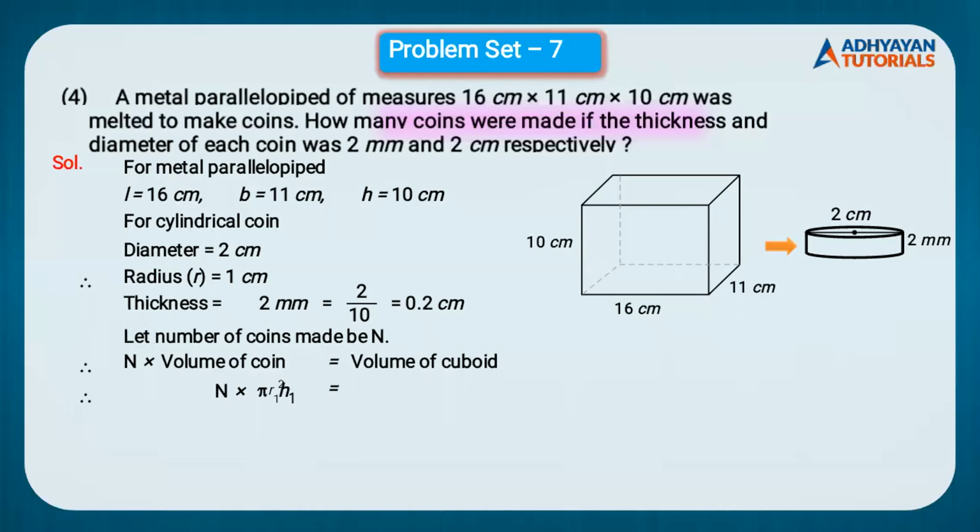The volume of cuboid is L into B into H. Now we'll substitute the values. N into pi, 22 upon 7. R1, that is radius, 1 centimeter. So radius square, 1 into 1. H1 means thickness. It is 0.2, and 0.2 is nothing but 2 upon 10. So we have taken 2 upon 10 here for easy calculation. Length is 16, breadth is 11, and height is 10. So 16 into 11 into 10.